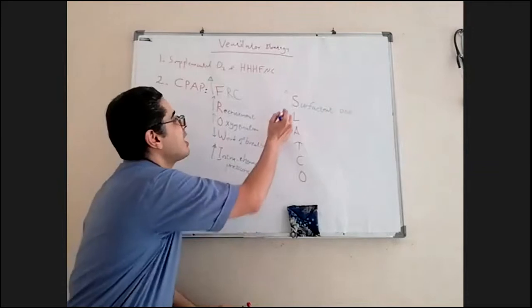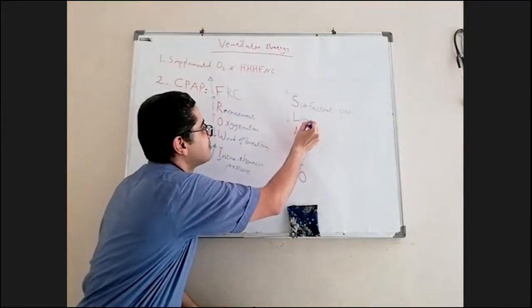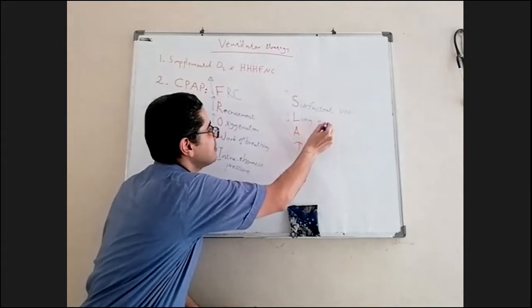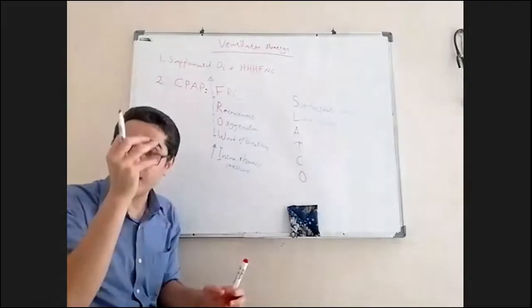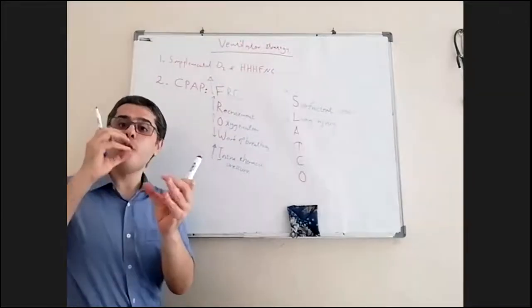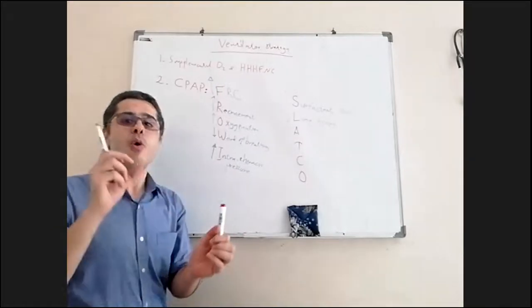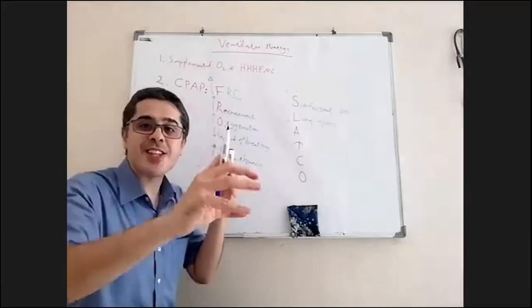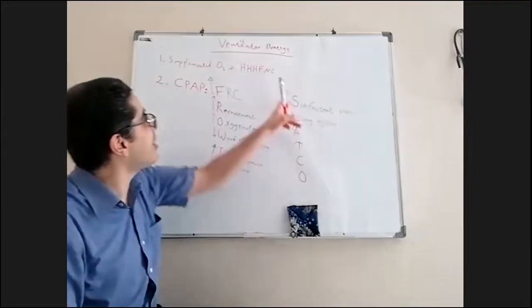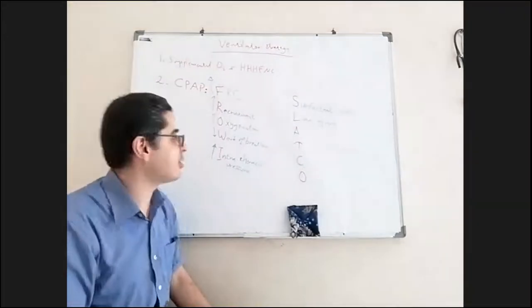L is lung injury. Decreasing lung injury. And remember at the beginning of the lecture, when I did the balloon, the lung gets more injured with intermittent pressure. When you keep continuous pressure, it is less injured. So that's why CPAP is good in decreasing lung injury.